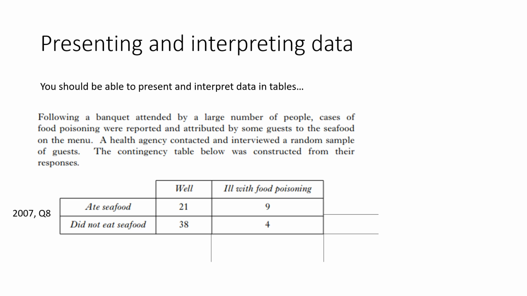So you should be able to see that 21 people who ate seafood were well, 9 people who ate seafood were not well, 38 people were well who did not eat seafood, and 4 people who did not eat seafood were ill. We should also be able to understand that 30 people ate seafood, 59 people were well, 42 people did not eat seafood, and 13 people were not well. And you should also be able to see that 72 people were contacted.